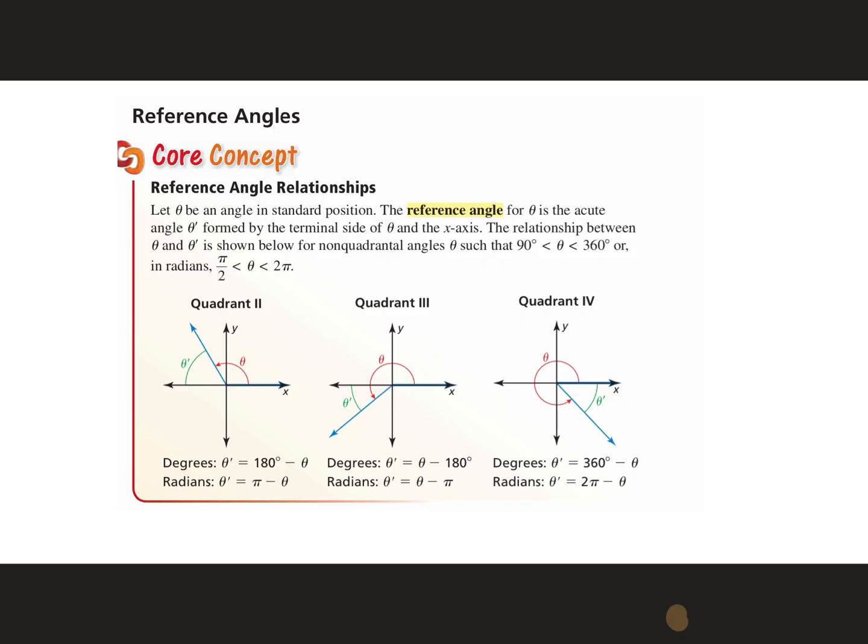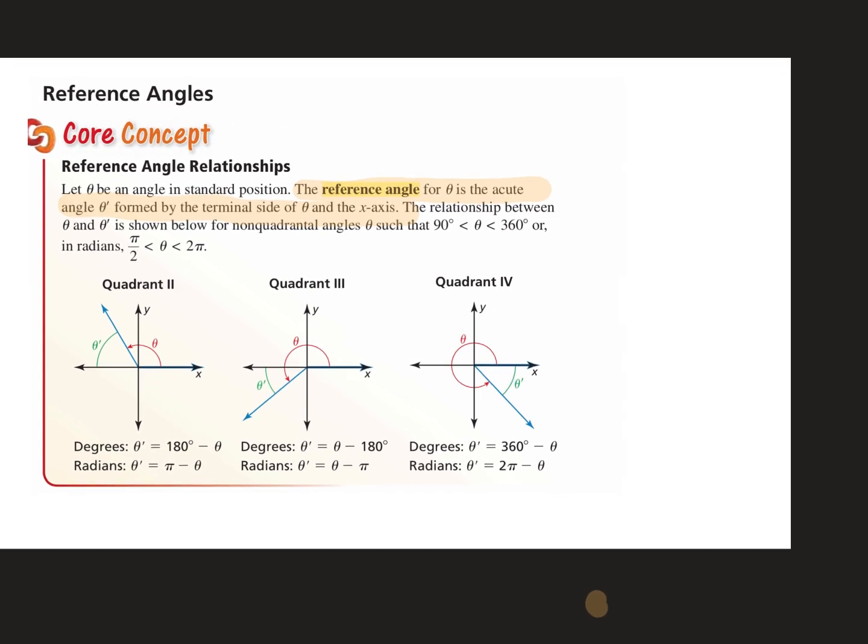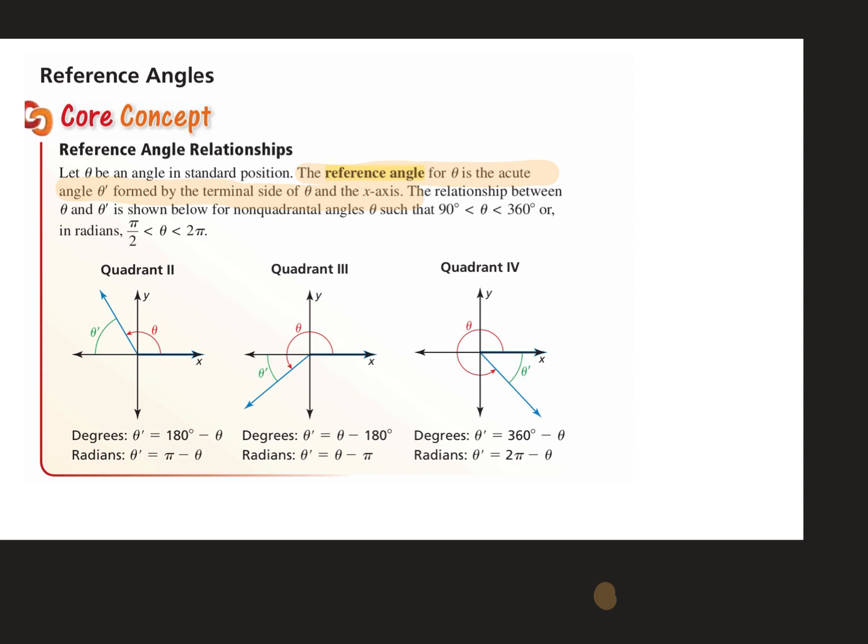We're going to talk about reference angles. So it says let theta be any angle in standard position. The reference angle for theta is the acute angle formed by the terminal side of theta and the x-axis. So reference angle is an acute angle formed by the terminal side and the x-axis. We call the reference angle theta with a little line on top, theta prime. It's just a way that we can name the reference angle, so we know that we're talking about the reference angle, not the actual angle.